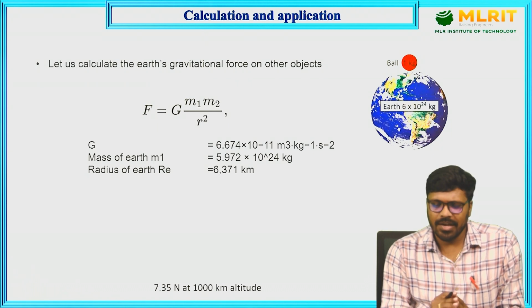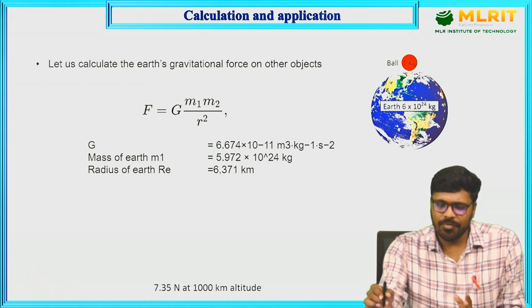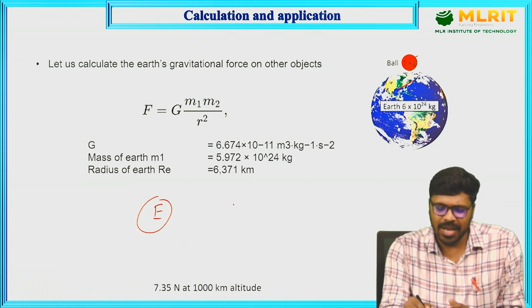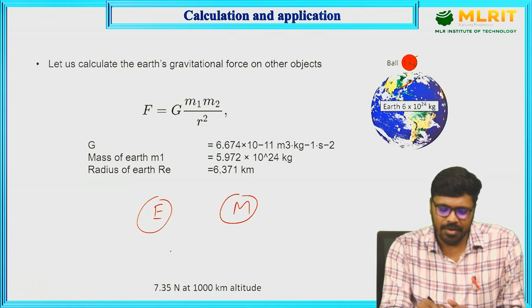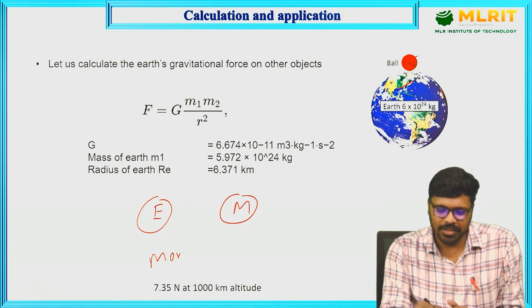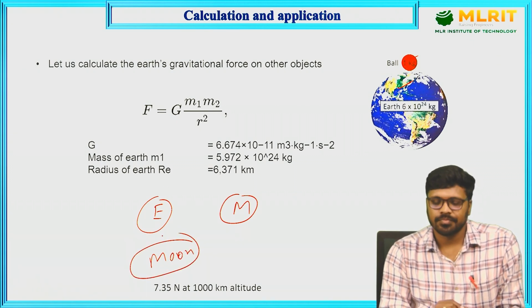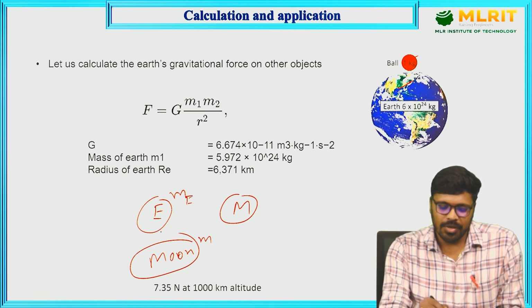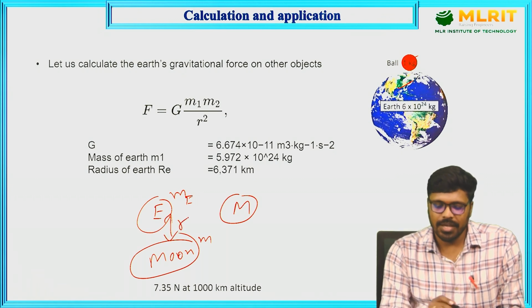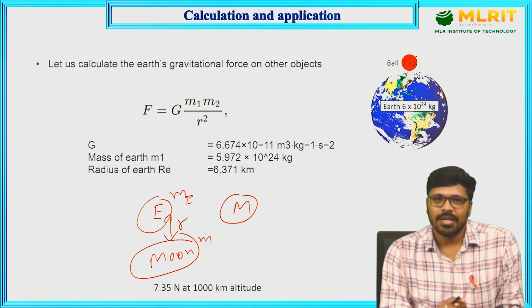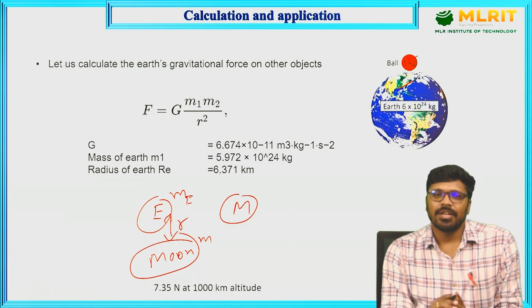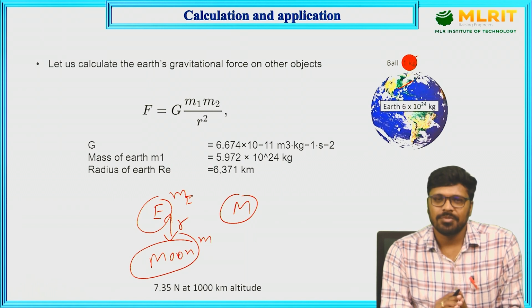Like this, you can calculate the attraction force between any two bodies. Here we have taken earth and ball. Like this, you can also calculate the attraction force between the earth and another planet like Mars, or between the earth and moon. If you know the mass of the earth, the mass of the moon and the distance between the earth and moon, we can easily calculate the gravitational attraction force between them. In the same way, we can calculate the attraction force between any other objects in this universe.